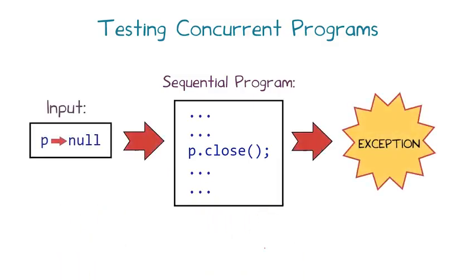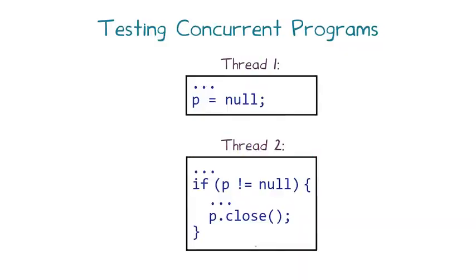An input under which this program would crash is a null file handle. We will learn about techniques that automatically discover such inputs later in the course. Unlike a sequential program which consists of a single computation, a concurrent program consists of multiple threads of computation that are executing simultaneously and potentially interacting with each other.